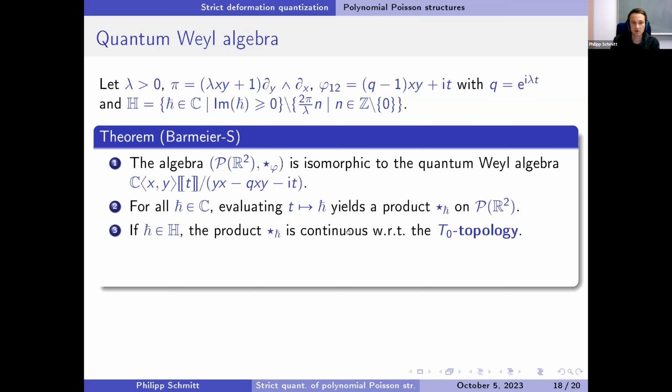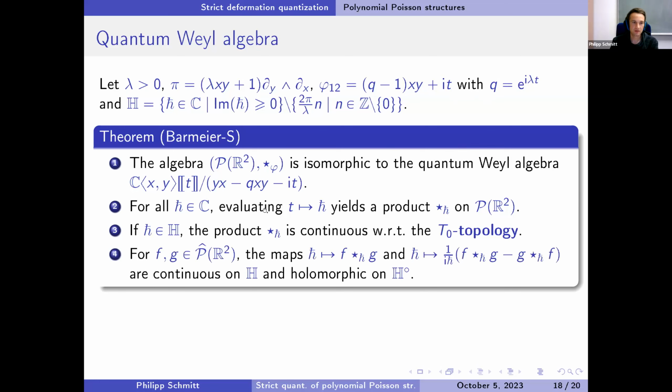And better yet, it will be continuous with respect to the T0 topology, so it extends from all the polynomials to the restrictions of the entire functions that I showed you before. For this to be the case, there was a condition on the previous slide already that the absolute value of q needs to be smaller or equal than 1. This is what we still need, and therefore we need to restrict to all values of hbar that have imaginary value greater or equal than 1. And we also need that q does not become 1, so we need to exclude multiples of 2 pi over lambda.